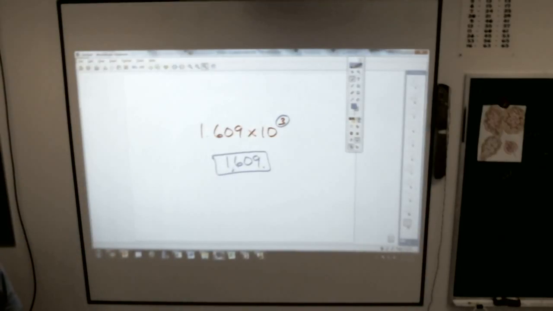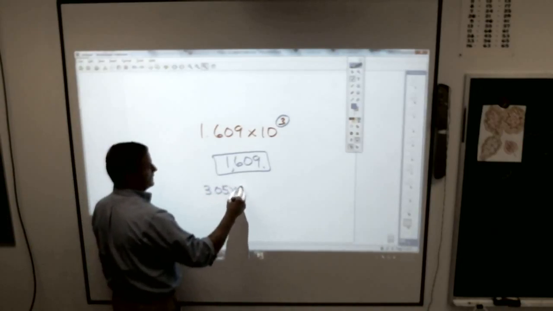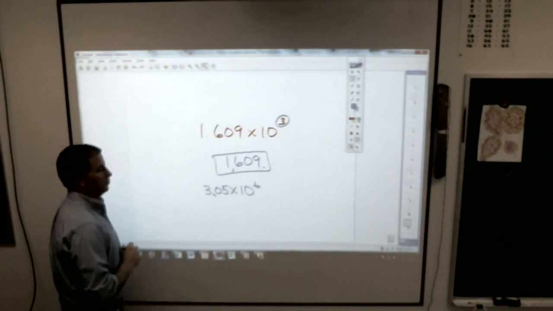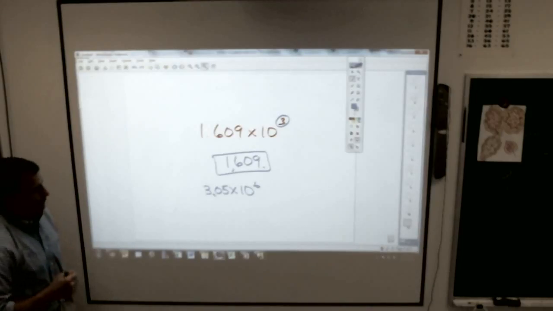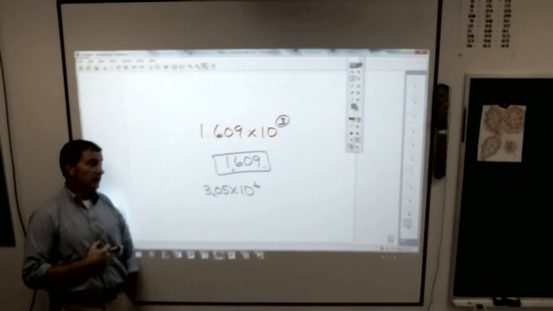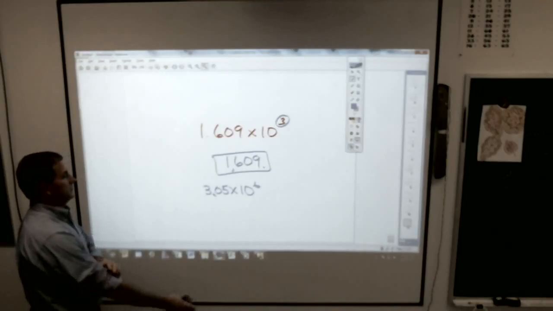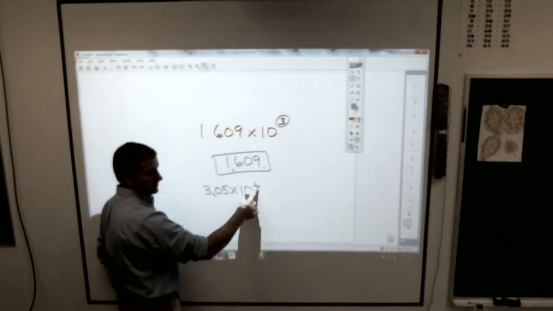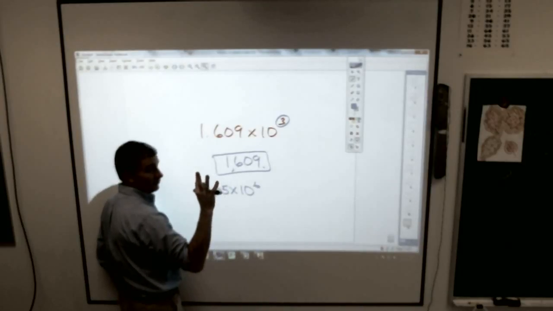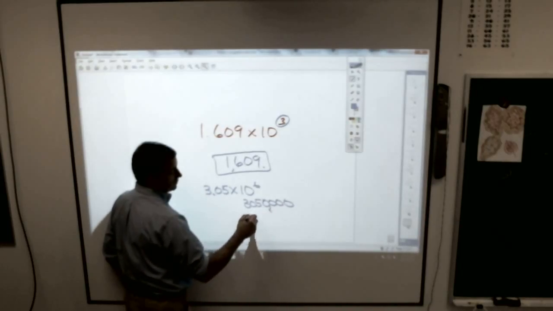How about 3.05 times 10 to the 6th power? What would that be in standard form? Who thinks they have a fair and actual reasonable guess at this one? Actually, it shouldn't be a guess. You should have this one. Tyler says 3,050,000. Let's check and see. Move the decimal 6 places. 2 of them are going to be taken up with that, so that means you're going to add 4 more zeros. 305 with 4 zeros gives you 3,050,000.